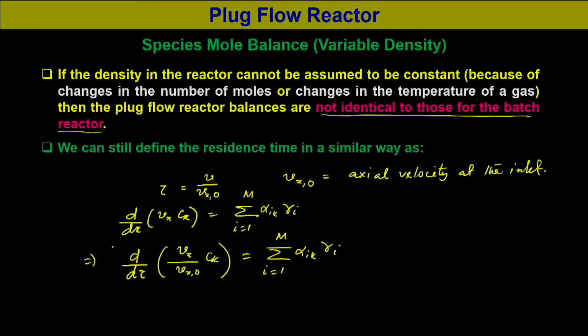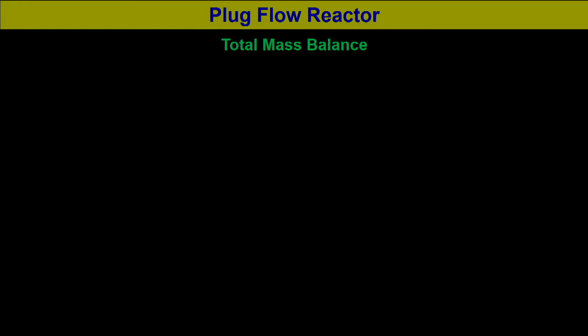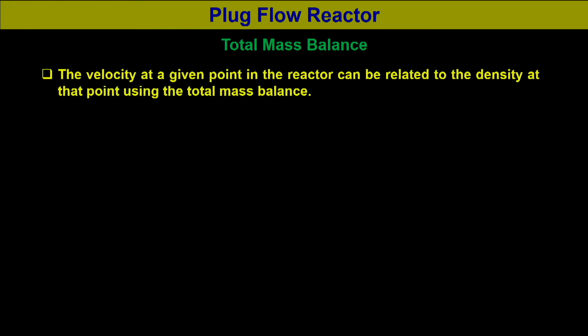So, this is for a variable density system in a plug flow reactor. This is the species mole balance equation. Now, the total mass balance can be written as the velocity at a given point in the reactor can be related to the density at that point using the total mass balance.